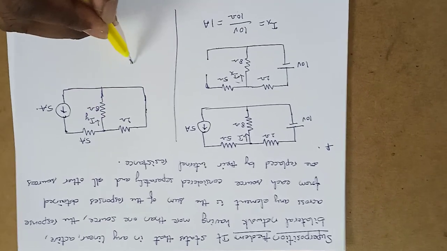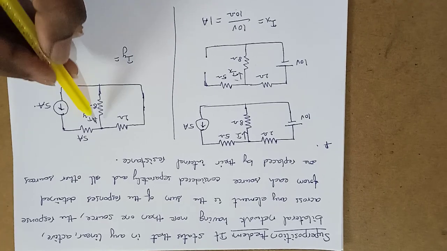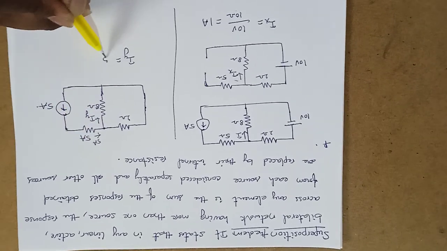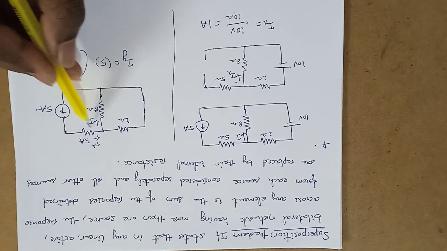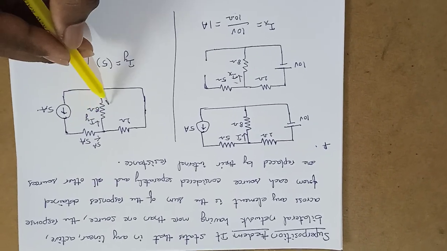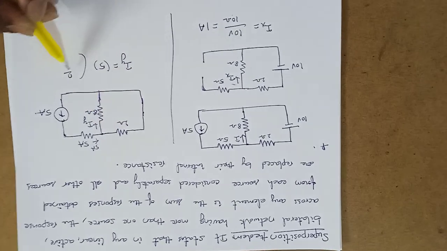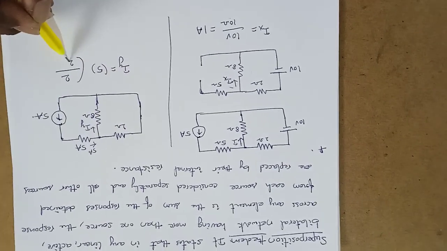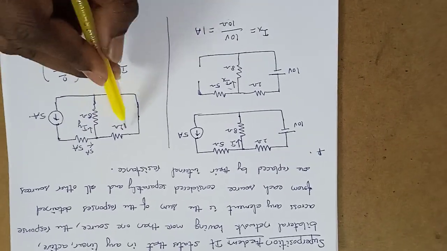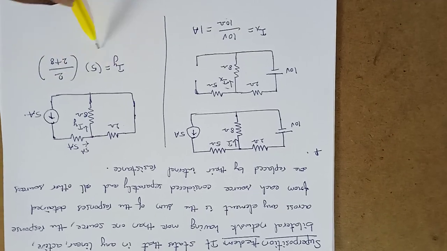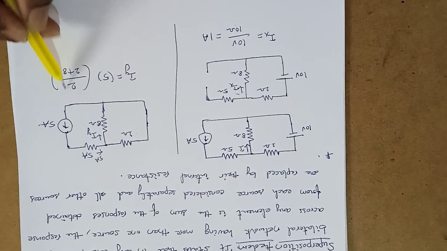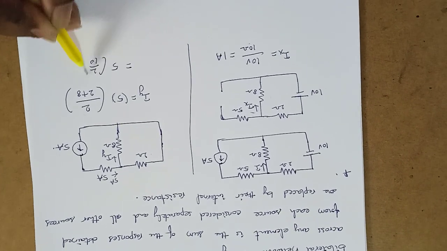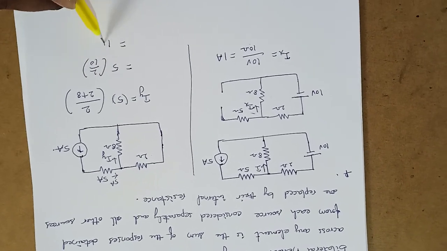According to current division rule, 5 amperes current is coming till here. If you want to find out the current through this branch, you have to put this opposite branch resistance in the numerator, and you have to add the total resistance, so 2 plus 8, in the denominator. This is the current division rule. Total current into opposite resistance divided by total resistance. So that is equal to 5 into 2 by 10, that is equal to 10 by 10, 1 ampere.